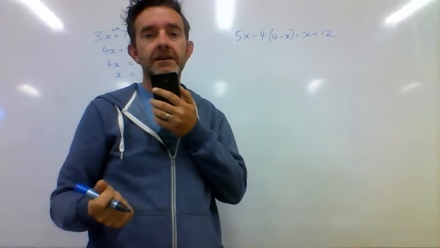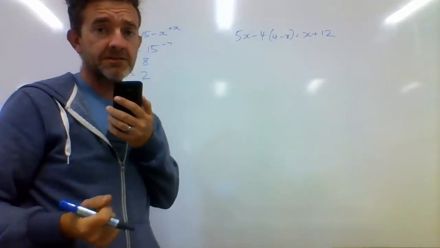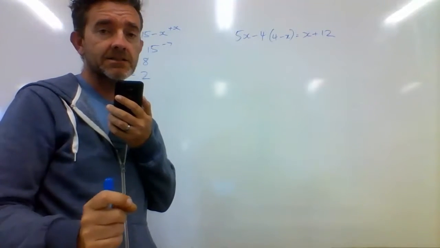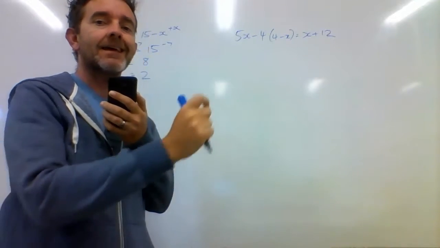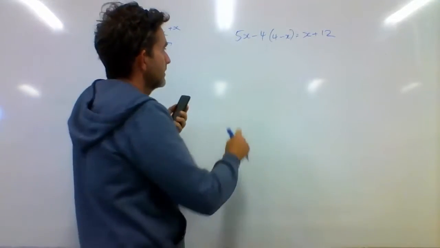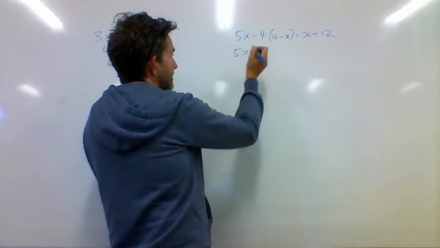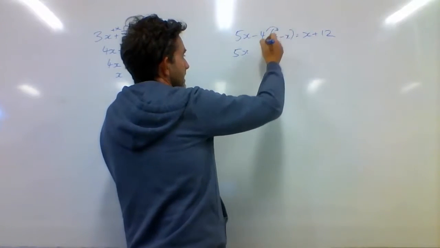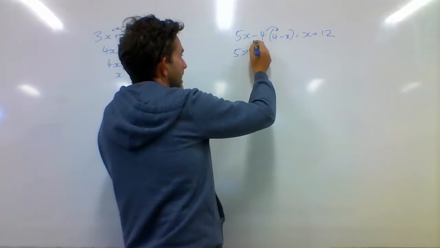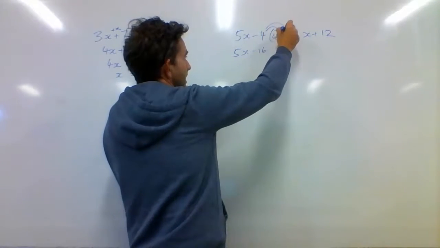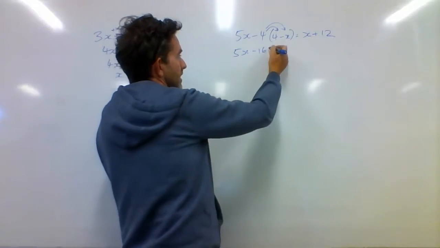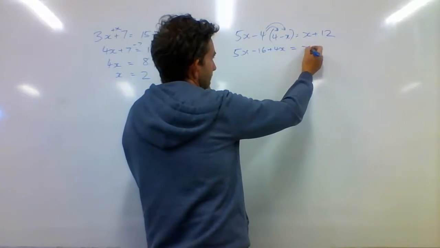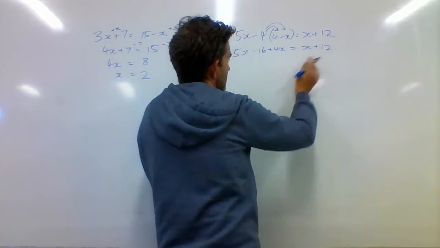Looks slightly more complicated. That's just because we're going to have to do some expansion first before we can get rid of the x on one side. I need to expand, collect like terms, get rid of the x, and then solve the equation. So over here, that 5x, nothing's going to change there. Negative 4 times 4 is negative 16. Negative 4 times negative x, two negatives multiplied together, makes positive 4x. That's going to be equal to x plus 12.